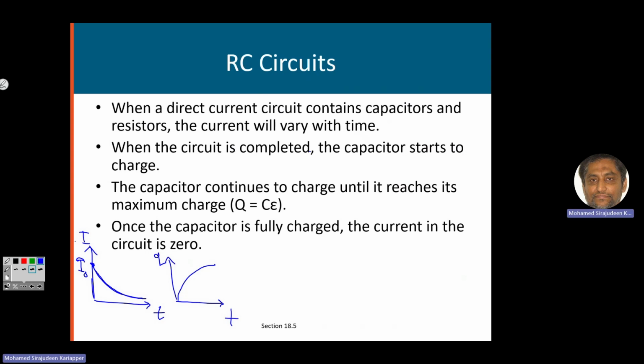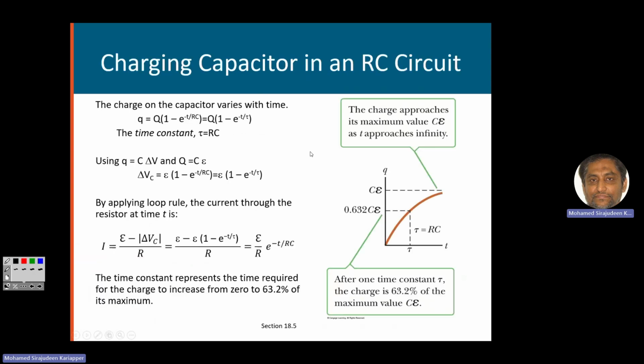So when the circuit is completed by closing the switch, the capacitor will start to charge, and it will continue to charge until it reaches the maximum value given by this. Once it is fully charged, the current becomes zero. Fully charging will take time to happen. In fact, if I go back to our equation, let me derive some equations.